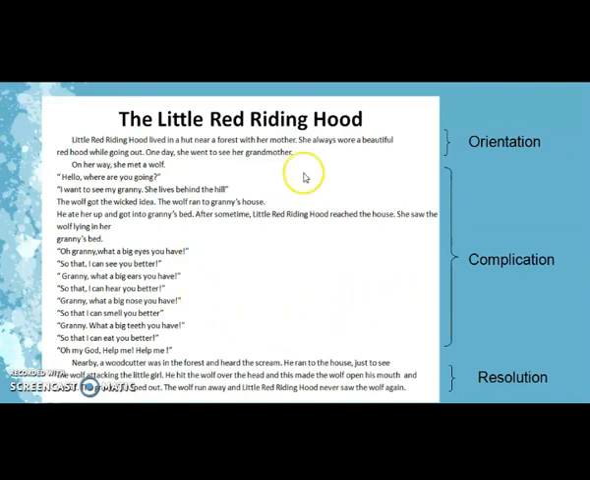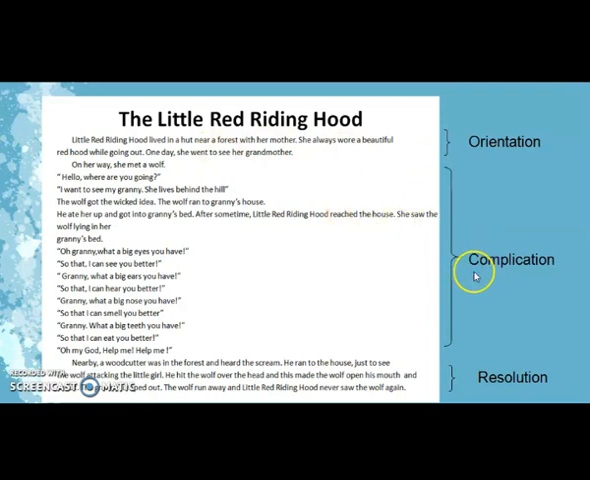Next, we are in the analyzing of the text. So, this is the text that we have watched before, the Little Red Riding Hood, and I have analyzed the orientation, complication, and resolution. The first one is orientation, terletak di bagian awalan, di saat pengenalan di mana Little Red Riding Hood tinggal dan bagaimana kebiasaannya, siapa saja tokoh yang ada di dalamnya, itu termasuk orientation.